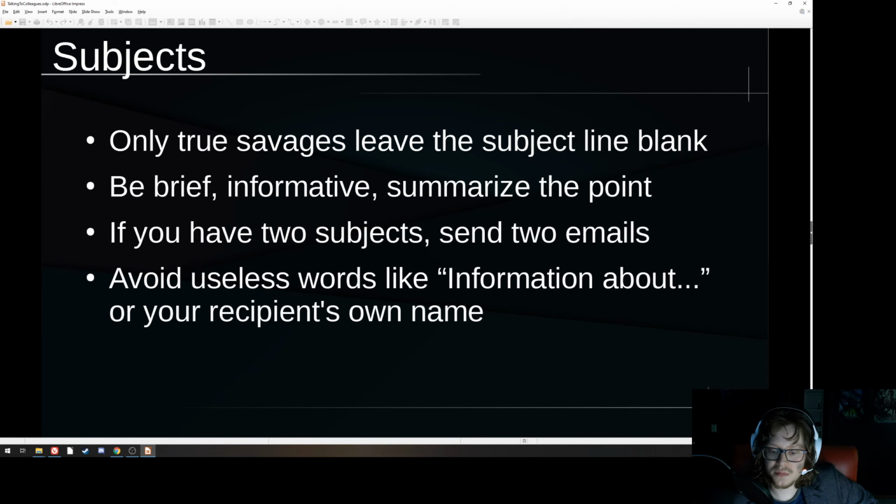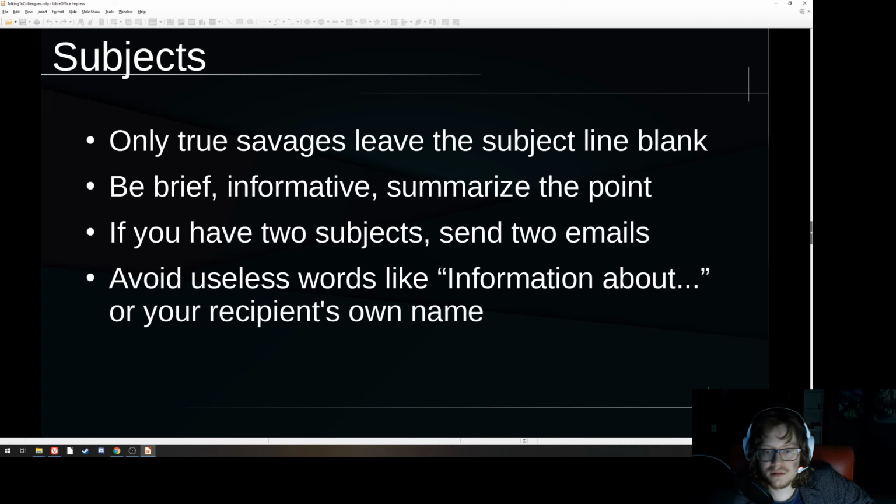So you definitely have to be brief. You have to be informative. You have to let them know what it's going to be about. And you have to summarize the point. Whatever is going to be in the body of the email, you need to summarize it. This is very important because most people sort their inbox in some way, or when they're looking for that email down the road, it's very helpful if what that email is talking about is in the subject.